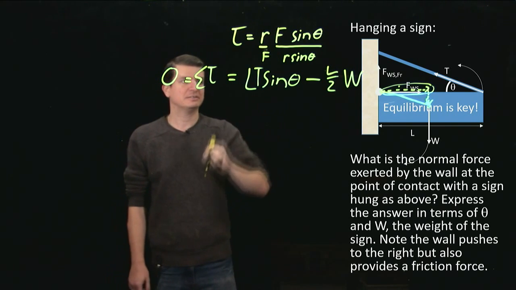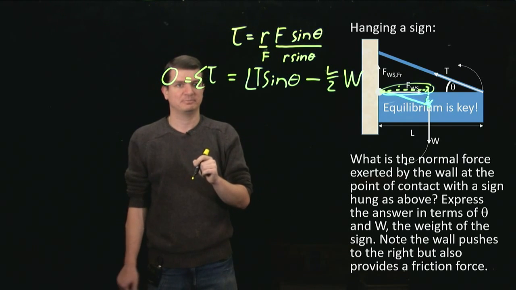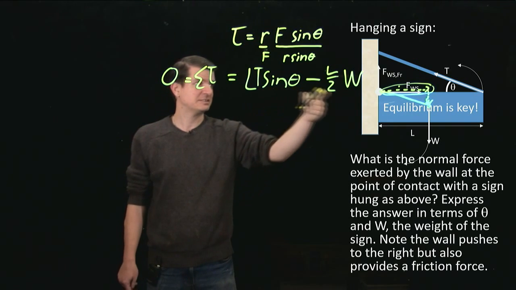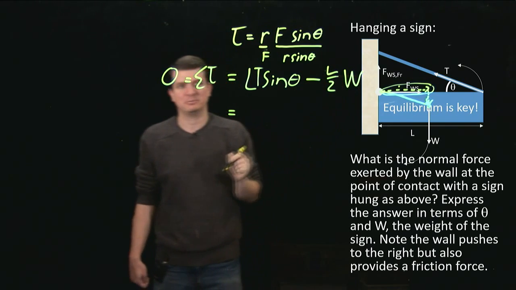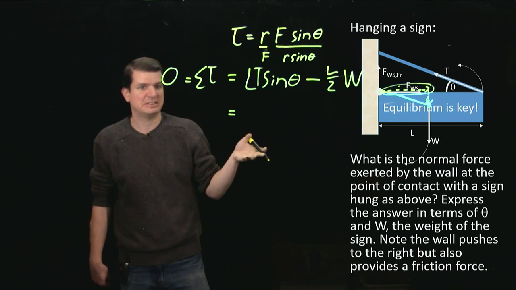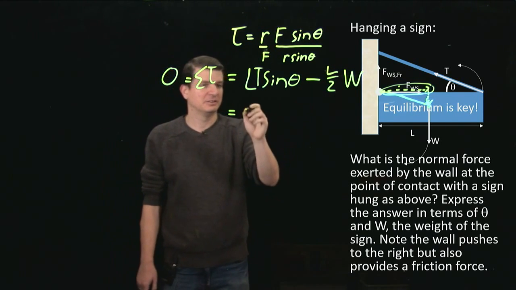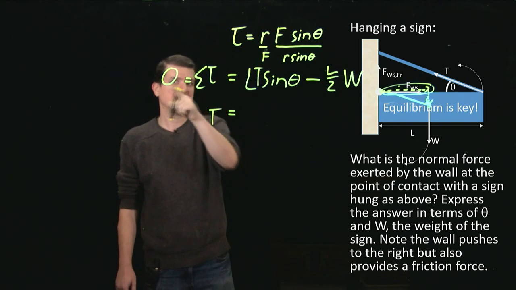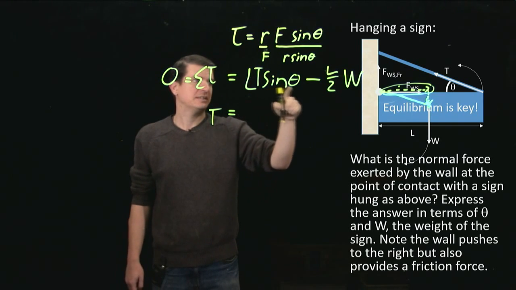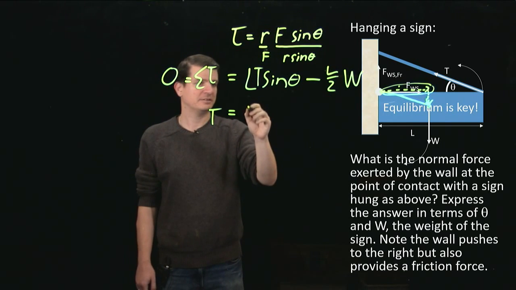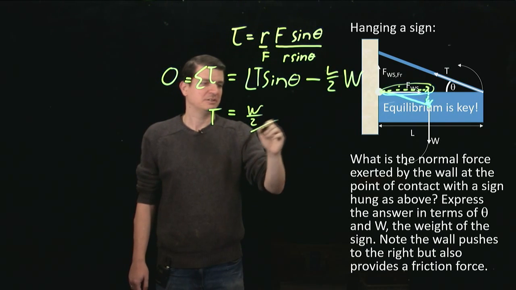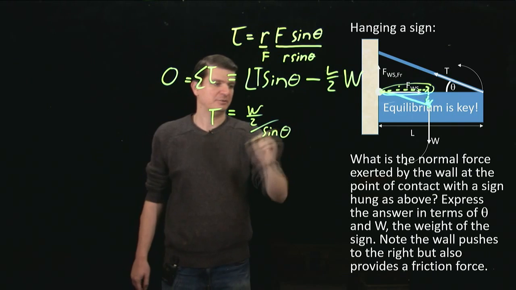So let's figure out, say, what the tension in the string is, because that's sort of the only really unknown thing. Like the mass of the sign would give us the weight, so that's supposedly given to us. So let's go ahead and figure out tension. Because all this stuff equals 0, I can set this equal to this, and I can divide through by the L sine theta, so I get W/2 divided by sine theta.